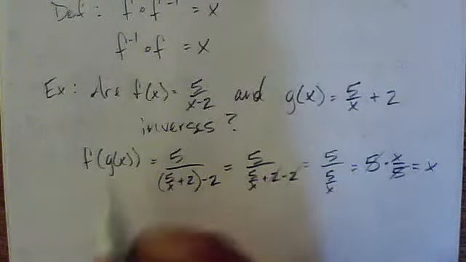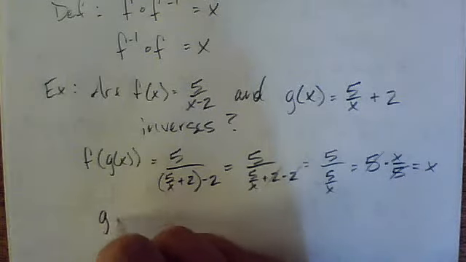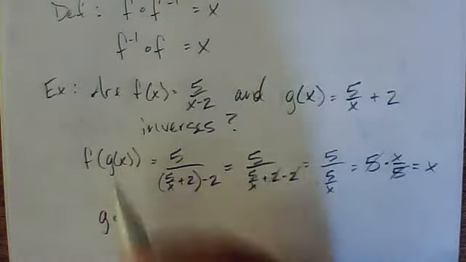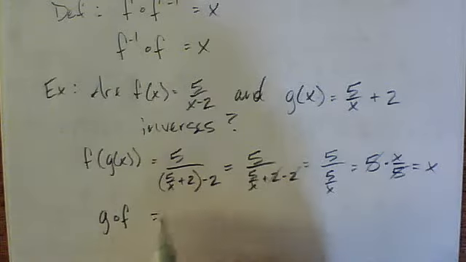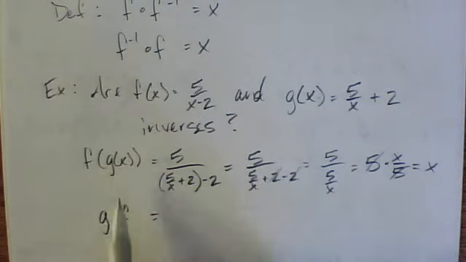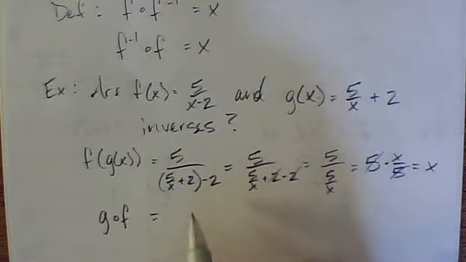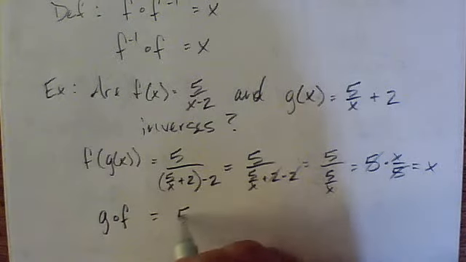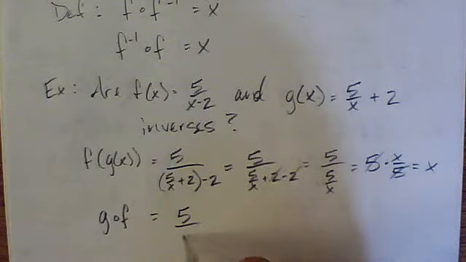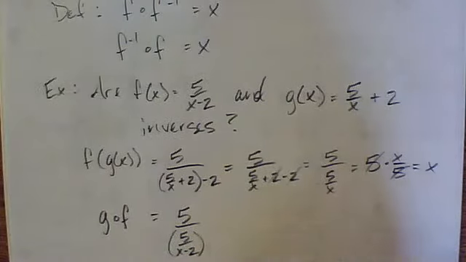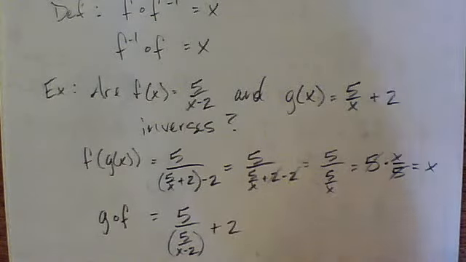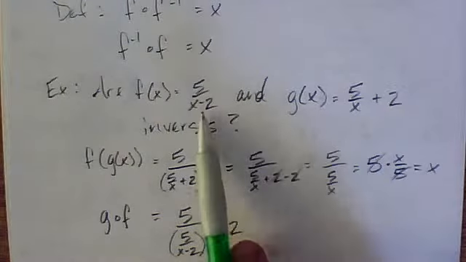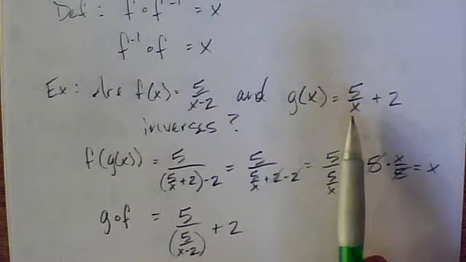Now let's check g of f. Remember that these are just different notations. You can write it either way. But you're always going to take the inside function and plug it into the outside. So this time I'm going to plug f into g. So 5 over my x, which is 5 over (x minus 2). So there's 5 over (x plus 2). So I plugged f into g.